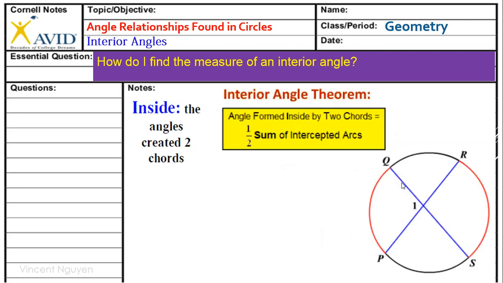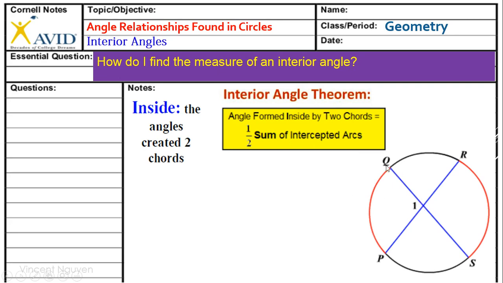Okay. The next type of angles we'll find are the angles that are inside the circles, and these are formed when you have two chords intersecting each other. So what does the theorem say? The theorem says to find this angle, you add the two arcs and divide it by 2. Okay, so it says right here, it's half of the sum of the intercepted arcs.